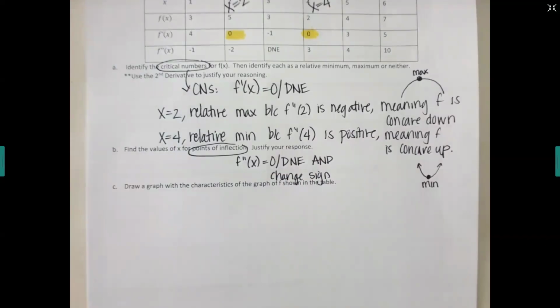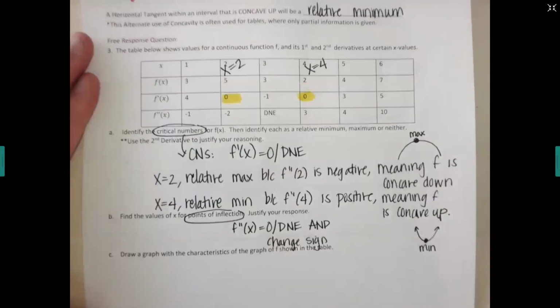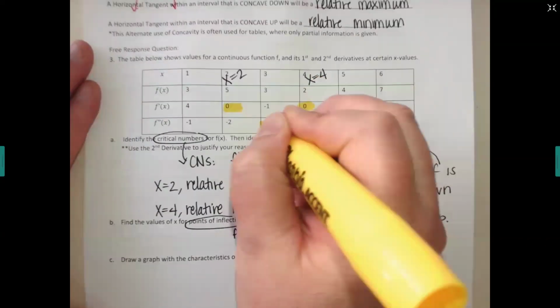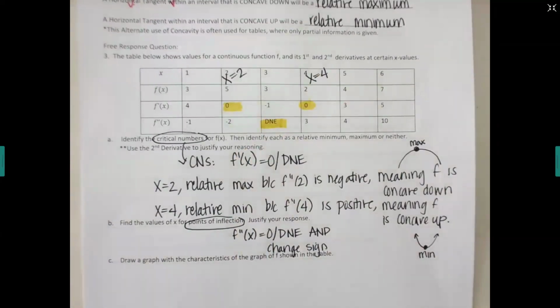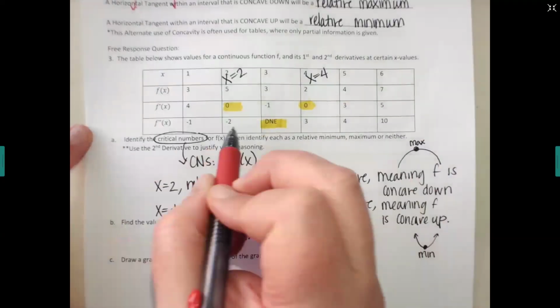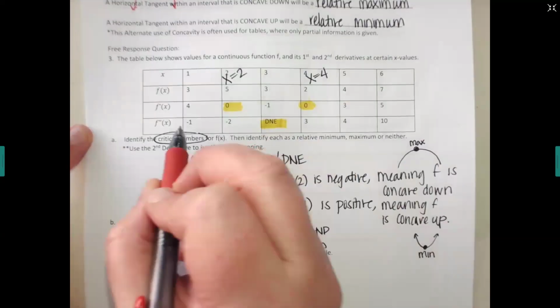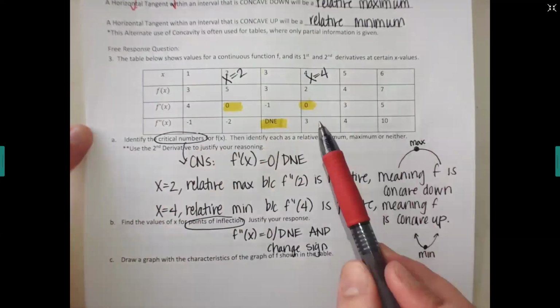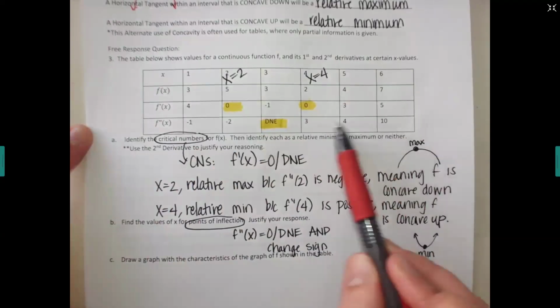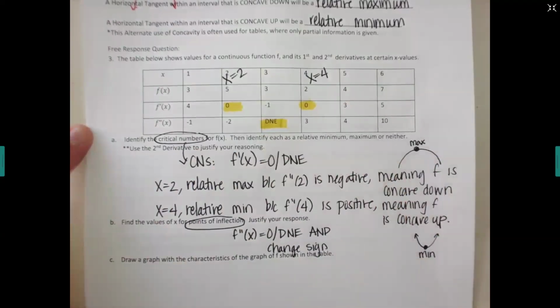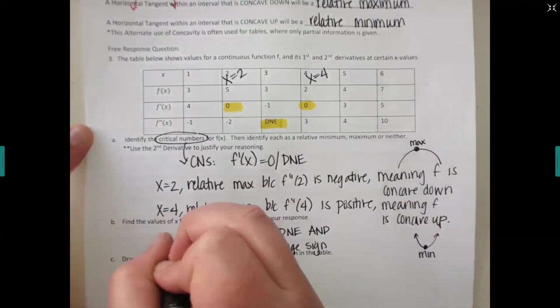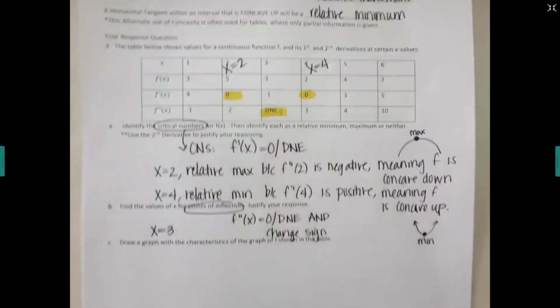So look in your F double prime row. Where do I have a 0 or a DNE? What X value? Okay, right here at 3. And then around that point, does it change sign? Everything on the left are what type of numbers? Negative, which would have meant concave down. And then on this side, they're all what? Positive. So I would say that X equals 3 is a point of inflection.